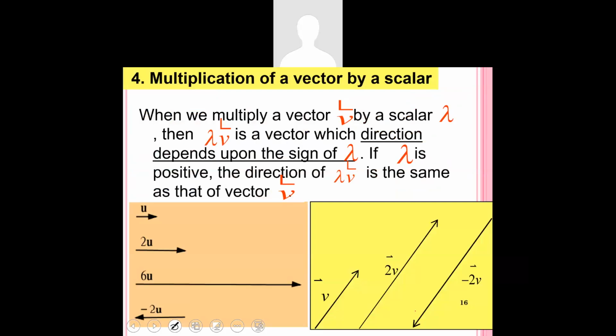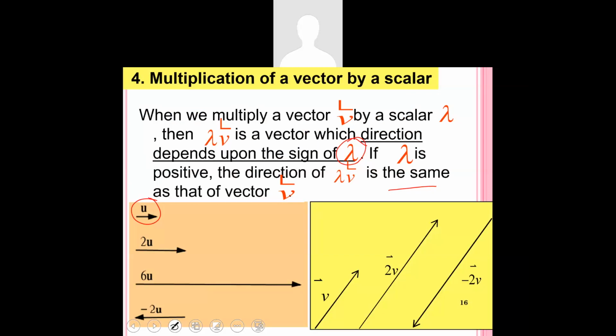Now, what if we have to multiply it by a scalar? When we multiply a vector by a scalar lambda, then lambda v is a vector whose direction depends upon the sign of lambda. If lambda is positive, then the direction is the same, but sometimes it could also be negative. For example, let us look at u here.